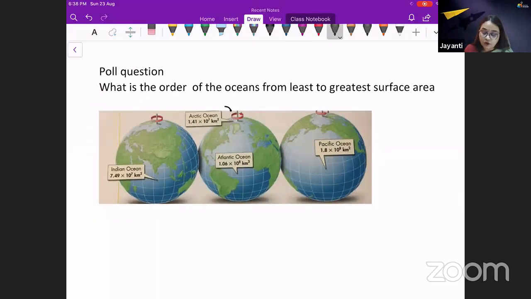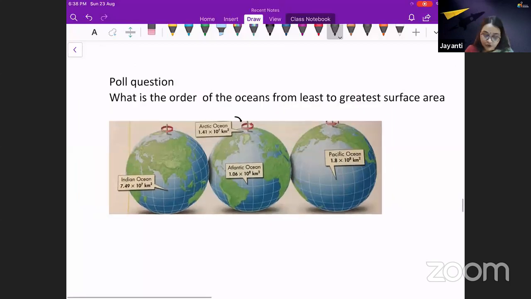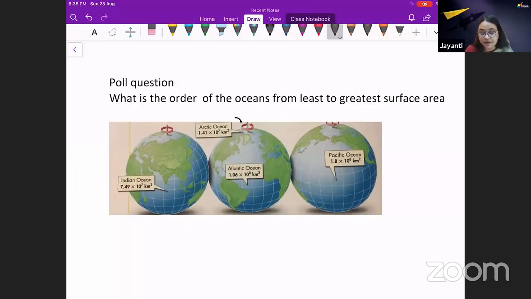What is the order of the oceans from least to greatest? I need you to see this question very carefully. So we have the Indian Ocean, Arctic Ocean, Atlantic Ocean, and Pacific Ocean. There are 4 oceans and their surface area is given in standard form. You have to write from the smallest to the largest surface area. Please see this question, write the answer in your notebooks, and I will share the poll.